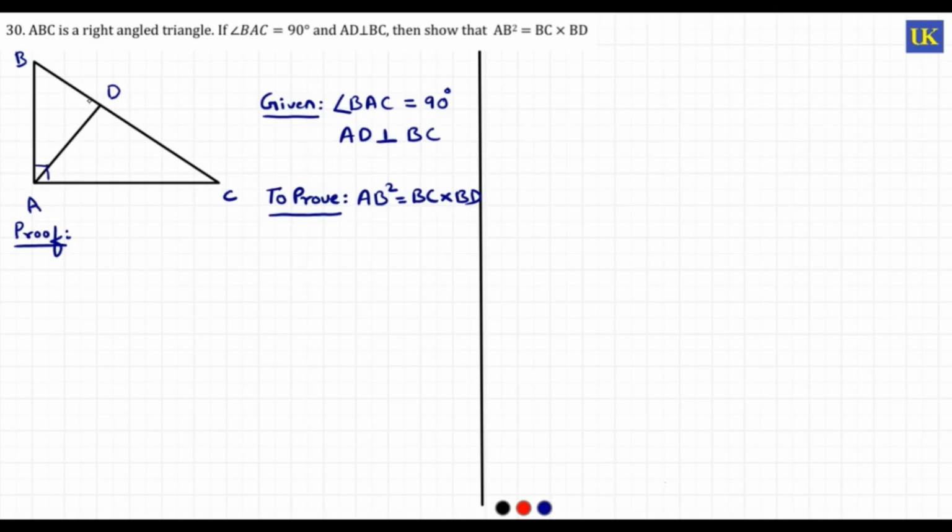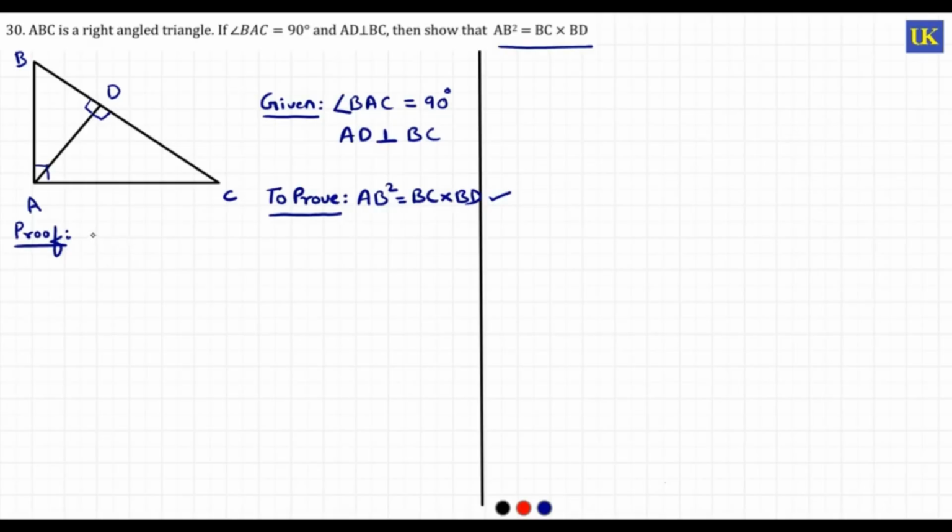When we say perpendicular, guys, this angle will also become 90 degrees, and even this angle will also become 90 degrees. This is understood with this sentence. Then show that AB square is equal to BC into BD. This is what we have to prove. Now, we'll start with our proof part.